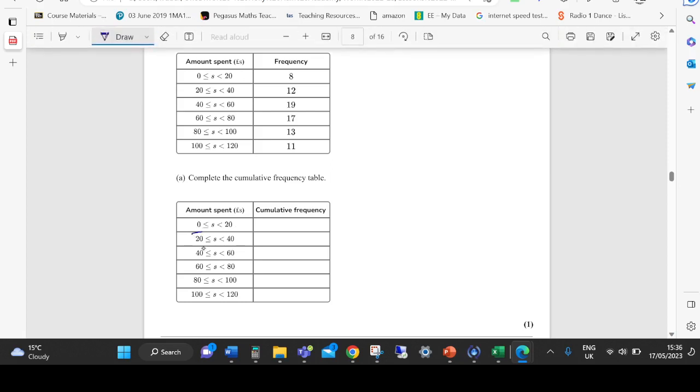And again, slight issue with these. Those should all say 0 for a cumulative frequency. So that should be 8. Cumulative frequency for the next one should be 20. Then we're looking at 39. Then 39 plus 17, which is going to be 56, I believe. Then 56 plus, so that will be 69, and then 80, provided I've done that right.